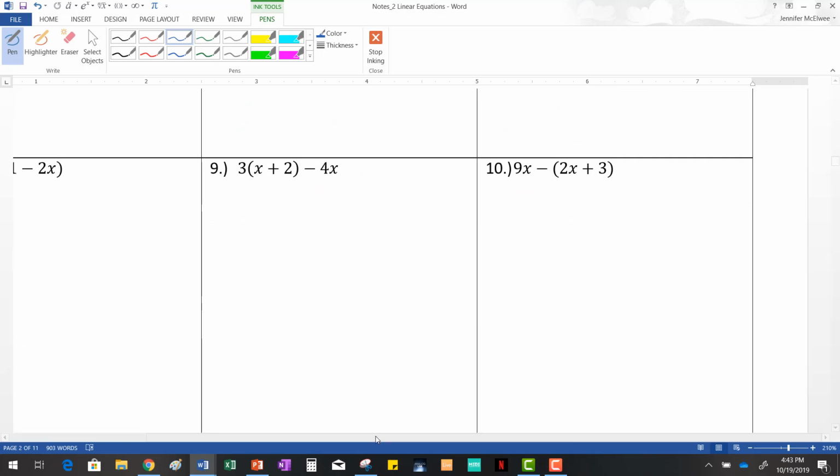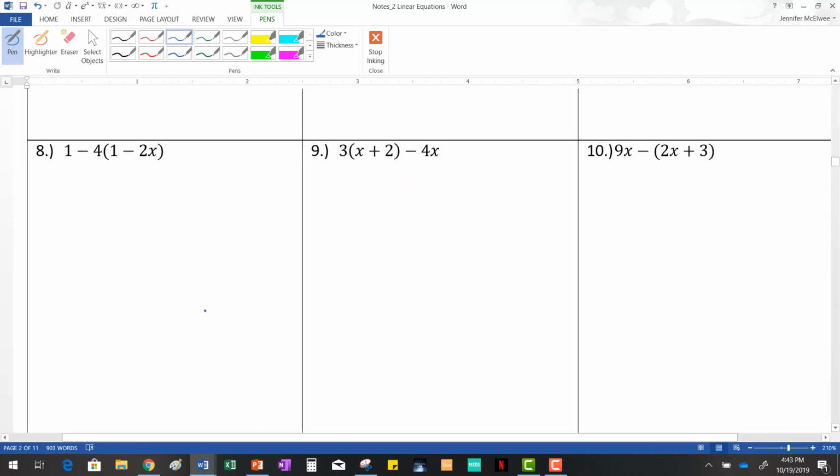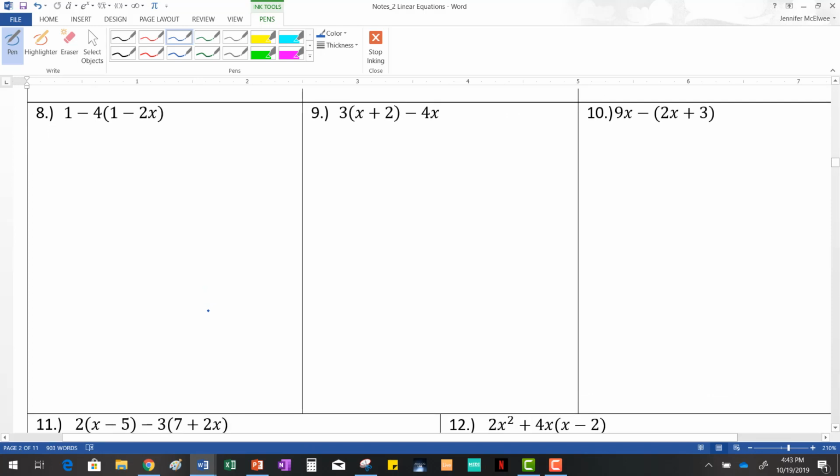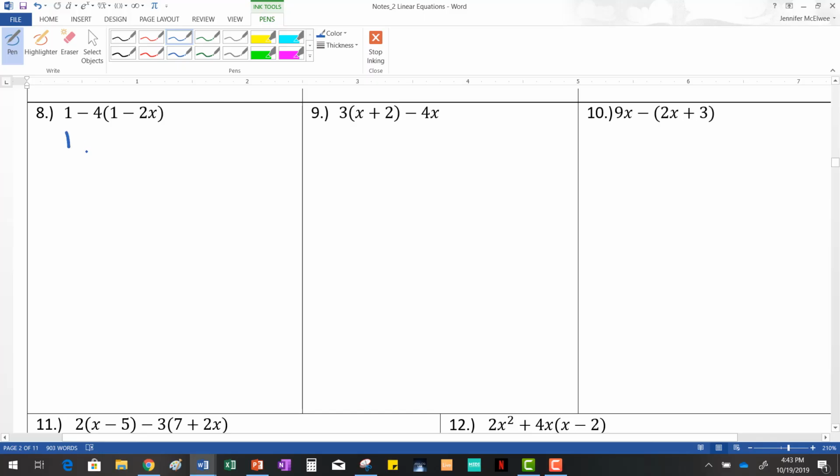Number 8 is the first problem where we actually have to both distribute and combine like terms. The number I'm distributing here is a negative 4. So what do I do with that 1? That comes down with the rest of the problem. Remember, multiplication comes before subtraction. So while it is tempting to do 1 minus 4, I can't. I have to multiply first. So I'm going to multiply that negative 4 times 1 and get negative 4, so I write minus 4.